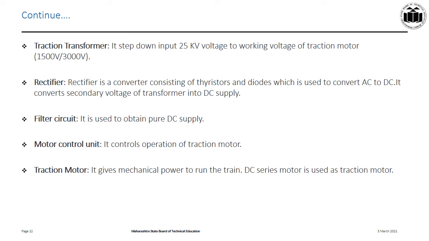The next component is rectifier. Rectifier is a converter consisting of thyristors and diodes which is used to convert AC to DC. It converts secondary voltage of transformer into the DC supply. Next component is filter circuit. It is used to obtain the pure DC supply. Next is motor control unit. It controls the operation of the traction motor. And the last component is traction motor. Traction motor gives mechanical power to run the train. DC series motor is mostly used as a traction motor.